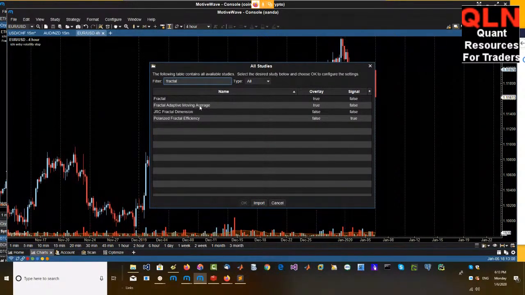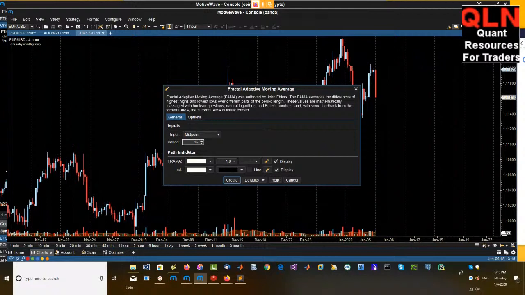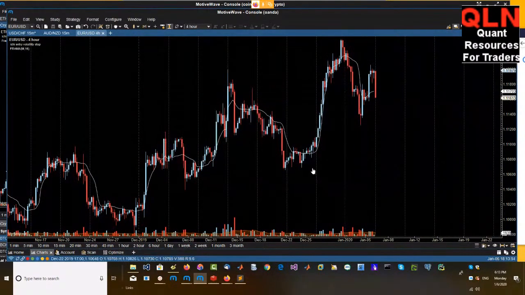So we're going to do a fractal adaptive moving average now. So we have an overlay, but again, no signal generated. So let's just try that. So here our options are FRAMA, where that might mean the indicator is black, uses the midpoint 16. Here's the description. Was authored by John Ehlers' FAMA average, the difference of highest highs or lowest lows over different parts of the period length. These values are mathematically massaged with Boolean questions, natural logarithms and Euler's number, and with some feedback from the former FAMA, the current FAMA is finally formed. Let me see what happens here. Let's hopefully get some decent lines here. Again, it doesn't mean a lot. This looks like it kind of lags. I don't like what I see here.